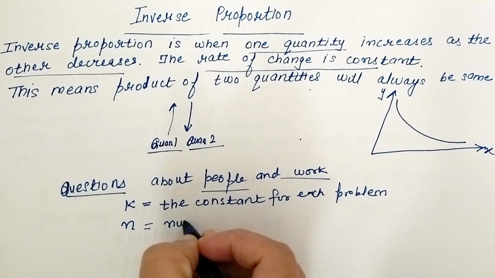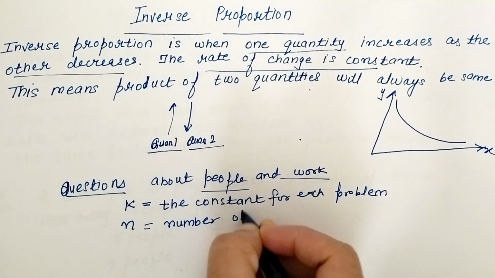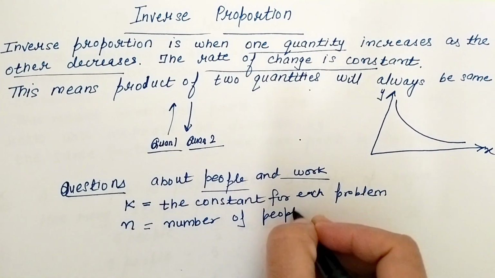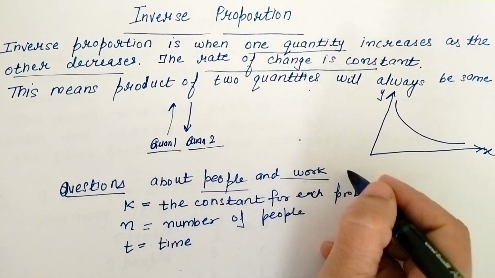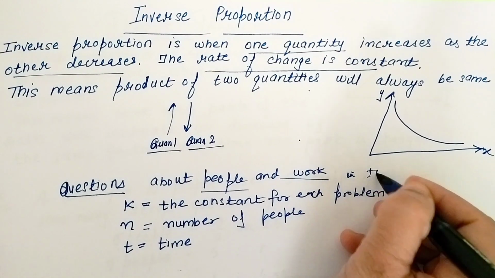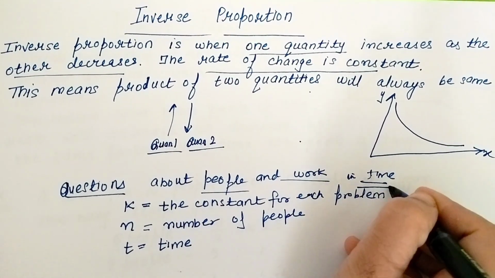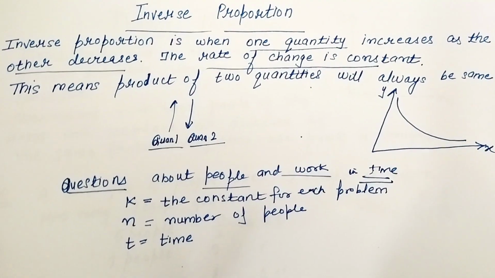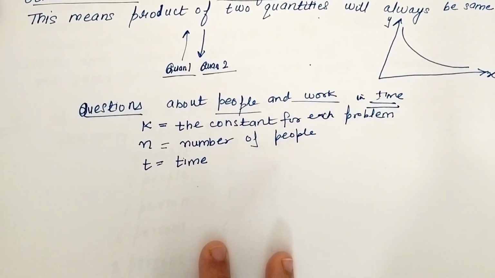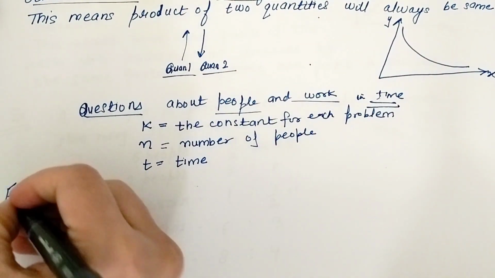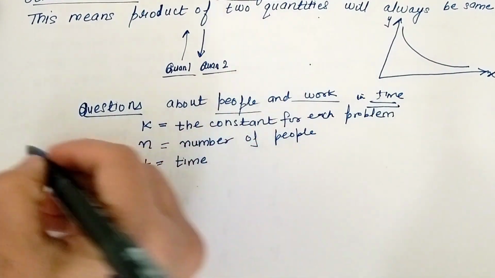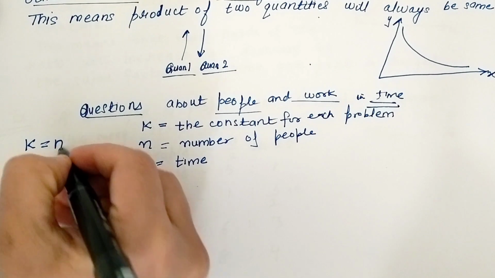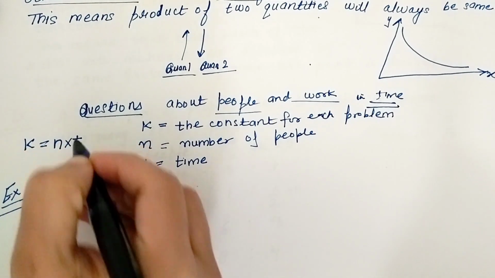n is equal to the number of people and t is equal to time. So when we do people and work in a particular time, then we will use the inverse proportion method. How will we go, now see, we will see with the help of this example. And here always note k is equal to n multiplied by t.